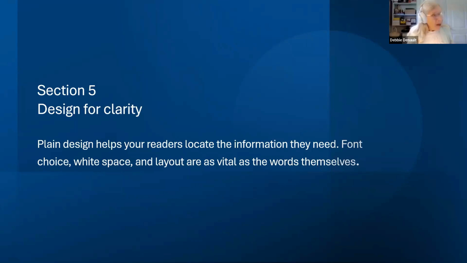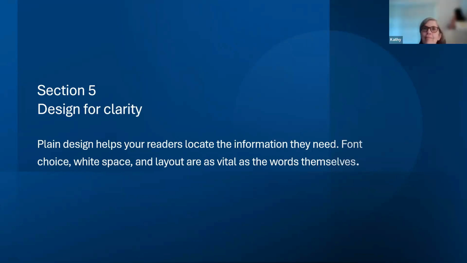All right. So now we are moving to design. The section slide says, Section 5, Design for Clarity. Plain design helps your readers locate the information they need. Font choice, white space, and layout are as vital as the words themselves. And I think that second sentence actually came from Lucas when we were doing some planning about this session. And I agree with him 100% that that is true.